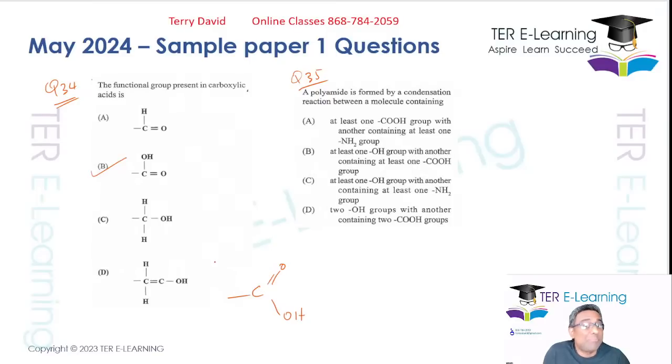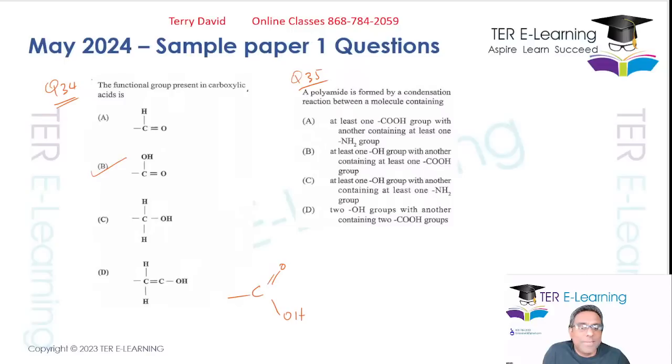So you want to form a polyamide. Question 35. Yeah, I started to doubt myself. I want to know if I give you all a wrong answer. These are the kinds of questions that people get wrong in the exam, because they can't remember certain things about polymers.